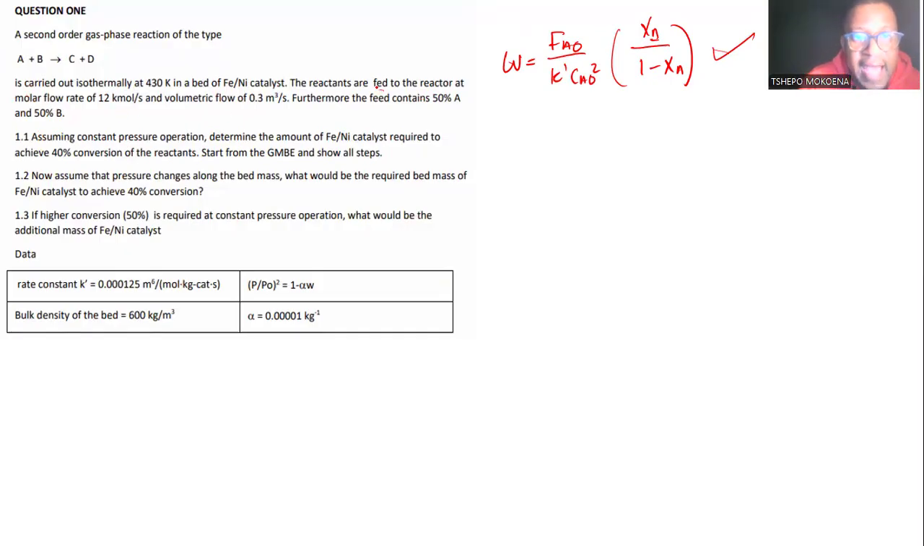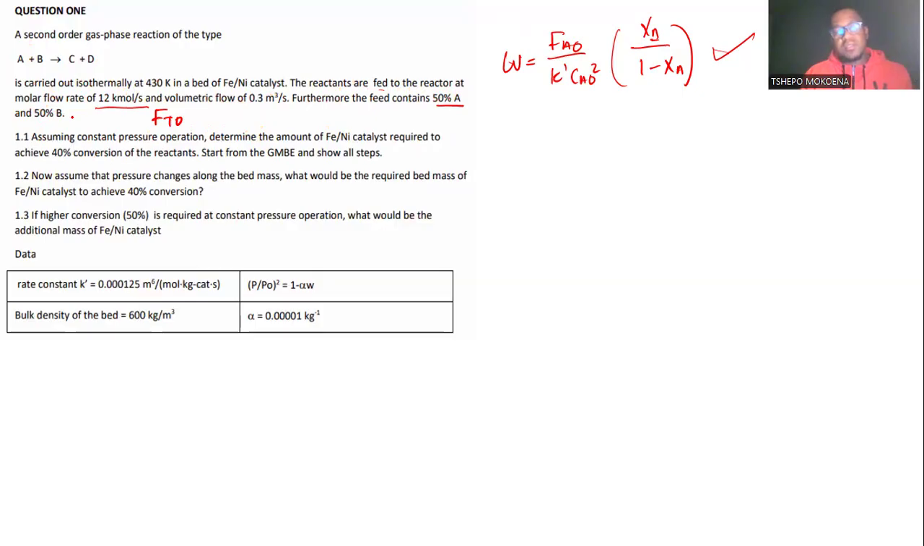They say to us the reactants are fed to the reactor at the molar flow rate. What is this value over here? Is this FA0 or FB0? This is the total, because they are not telling us this is for A or B. Do you understand? So this is called FT0, which is FA0 plus FB0, the total for our reactants. Okay, sharp. And then here they say, furthermore, the feed contains 50% of A and 50% of B.